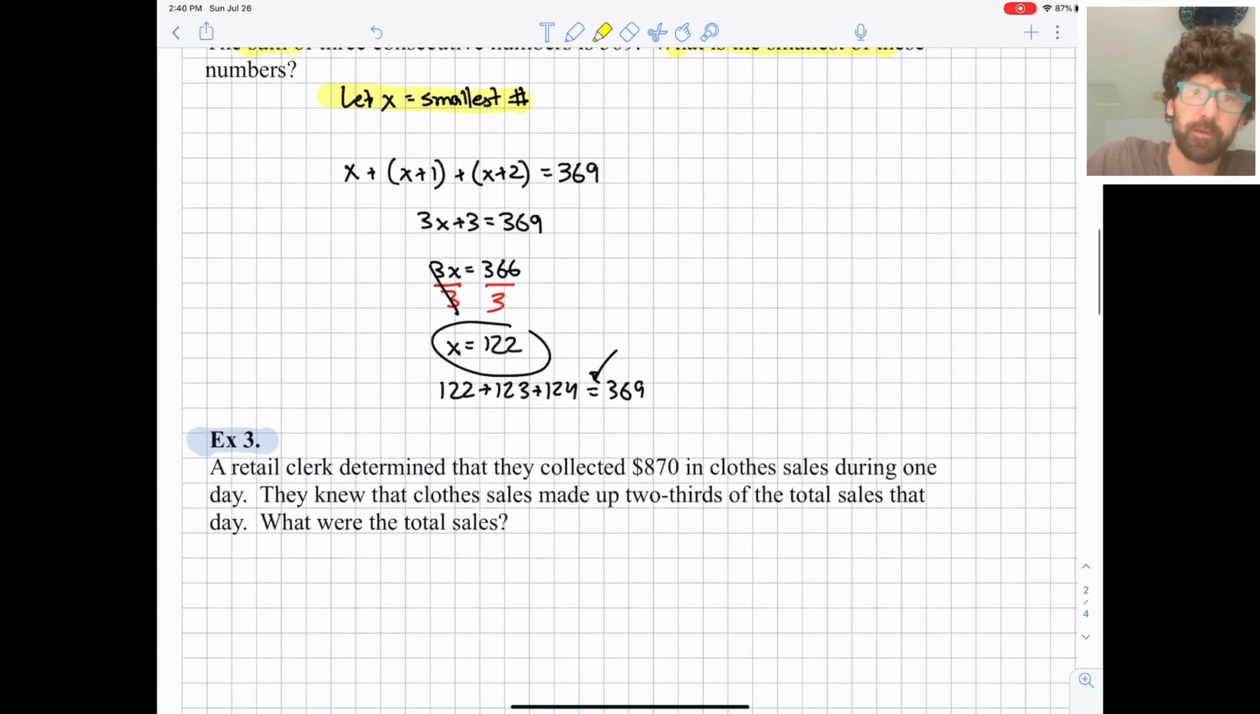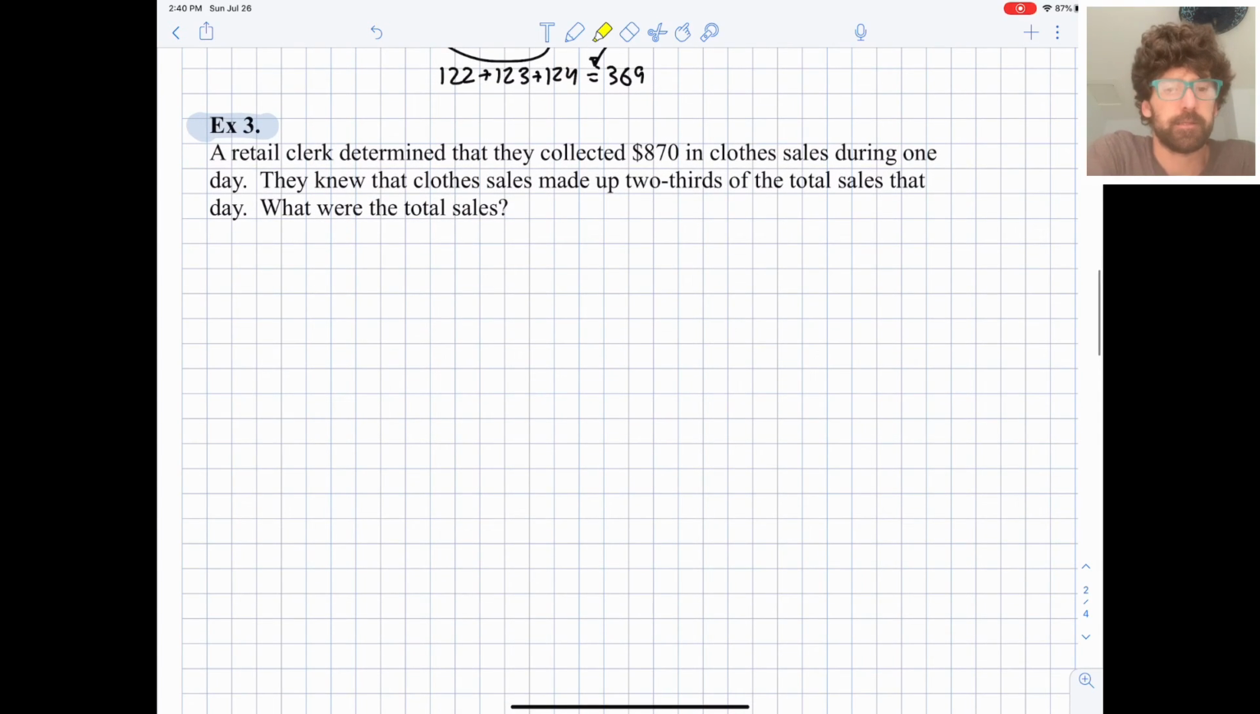Okay, last problem for today is this one. A retail clerk determined that they collected $870 in closed sales during one day. They knew that closed sales made up 2/3 of the total sales that day. What were the total sales? Okay, so I've got 870 in closed sales. I have this statement here, which is going to be useful, 2/3 of the total. And once again, that word of shows up to mean multiplication. And then the specific question we're being asked is what's the total?